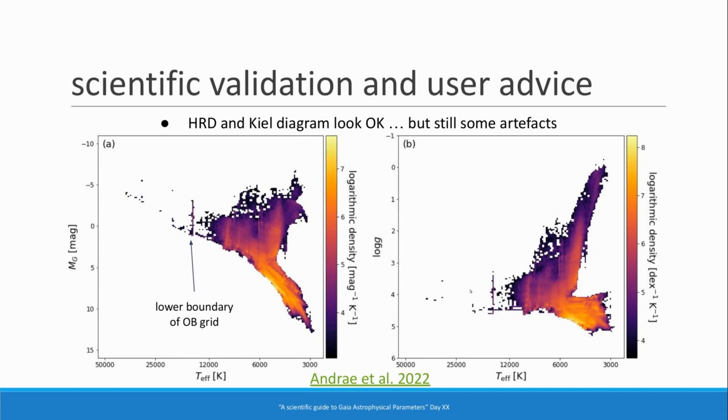And what that is, this is the lower boundary of the OB library grid that I mentioned before. So this is the best library results that I'm showing you here. And for some reason, at the grid boundaries, GSPPhot results can pile up. And this is what you're seeing here. Also, the other grid boundaries are hidden in this data here, but they don't stand out that clearly. Okay.